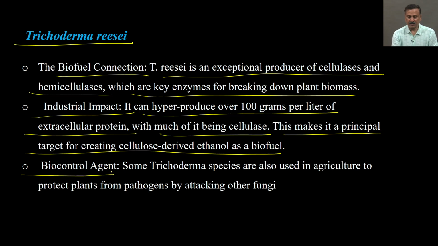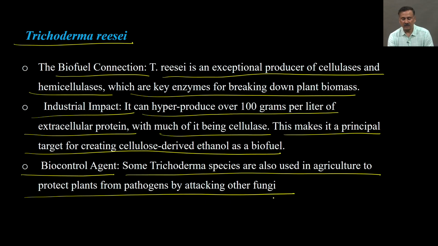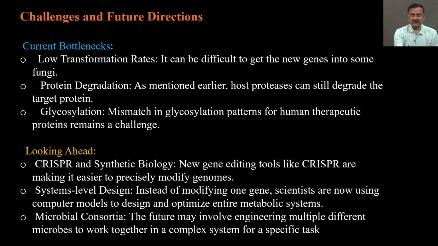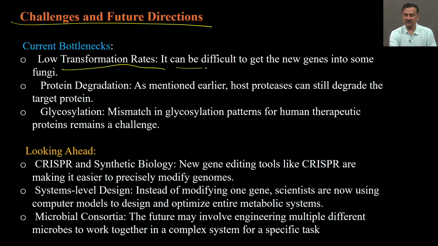And then you can use this for biocontrol agents. Some Trichoderma species are also used in agriculture to protect the plant from pathogens by attacking other fungi. What are the challenges and the future directions? So, what is the challenge? You can have a low transformation rate, so it can be difficult to get the new genes into some of the fungi.